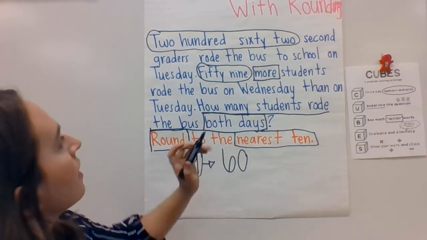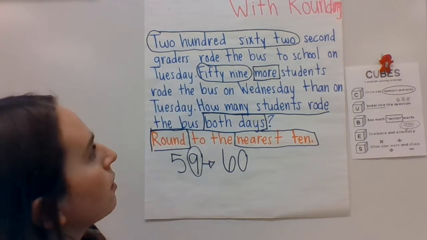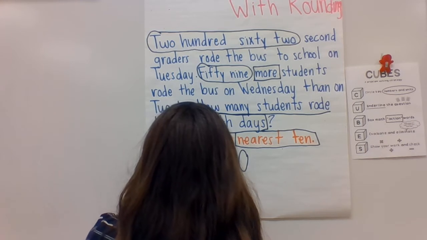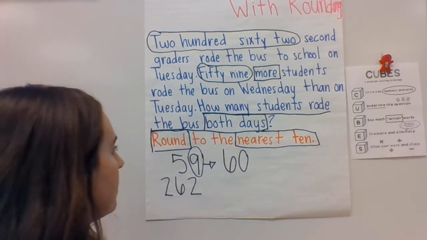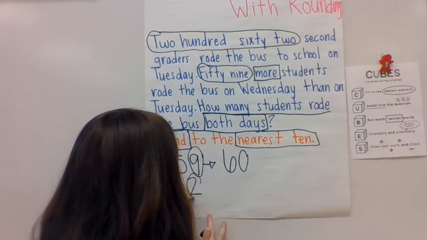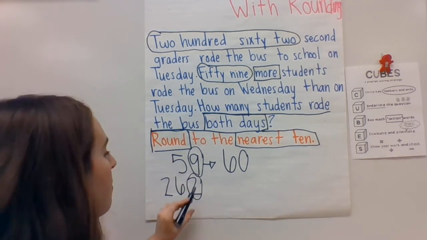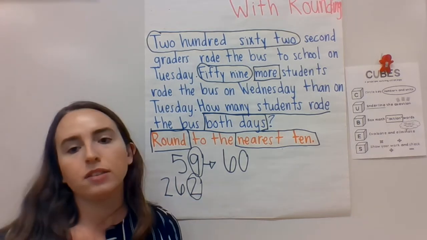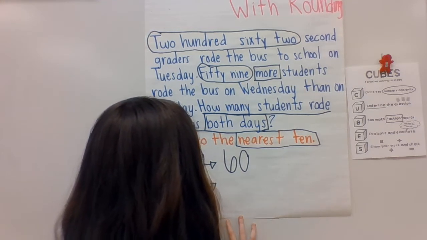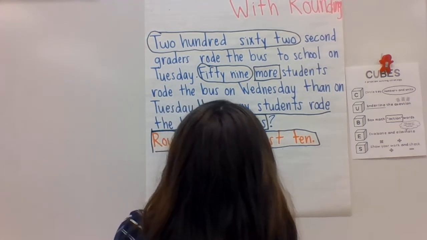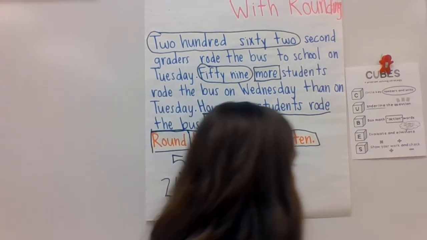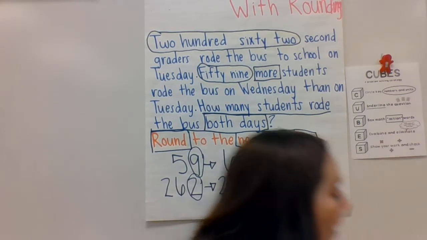Okay? And then the other number in this problem was 262. And if I'm rounding that to the nearest 10, I need to look at the ones place to see if that is 5 or more. But it is a 2, so that is 4 or less, which means let it rest, or to round down. So I know 262 is going to round down to 260.